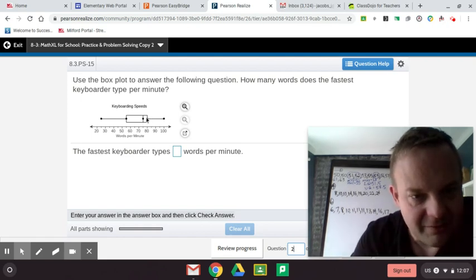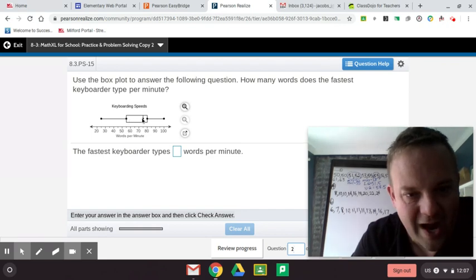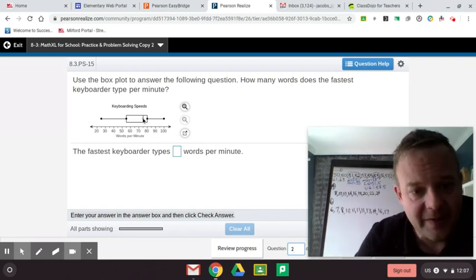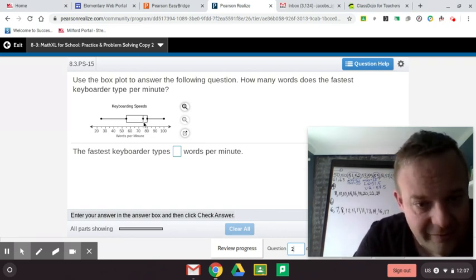Okay, now the number of students here is the same as the number of students here. This one just has a wider variability, variability being a key word for us to know. And this is the middle. Okay, this is the middle 50% in the box, and this is the fastest keyboarder right here. The fastest keyboarder is 100.